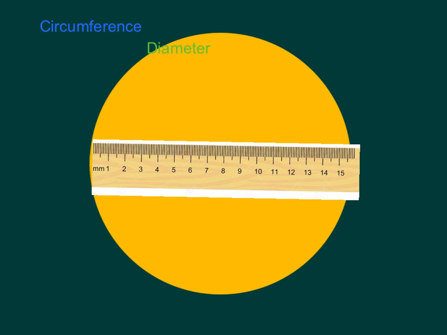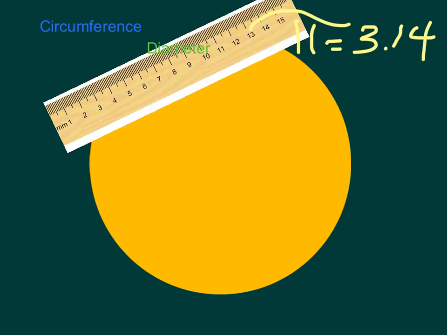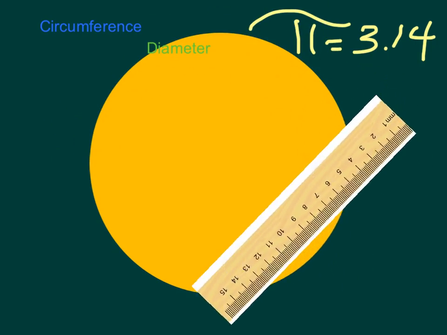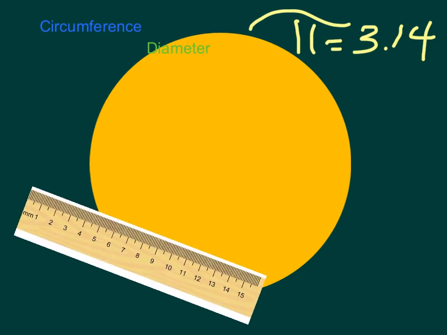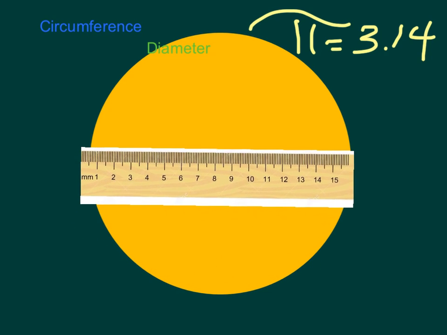So now that we're thinking about what is the relationship of the diameter to the circumference of a circle, we can start thinking about our friend pi. Pi is the number 3.14. And what it means is that there are about 3.14 of these rulers worth of distance around the outside or the perimeter of this circle.